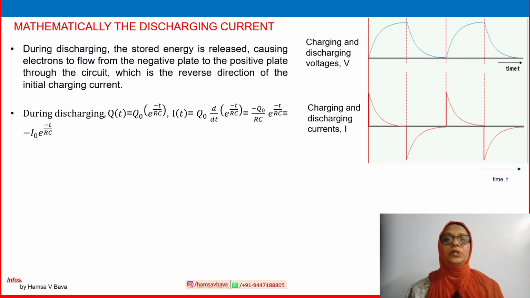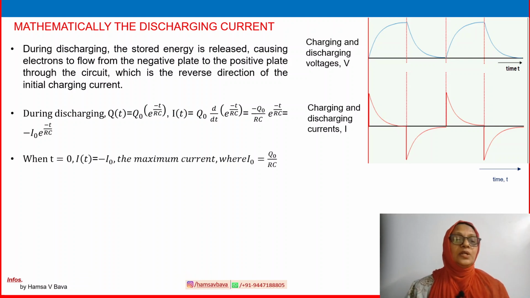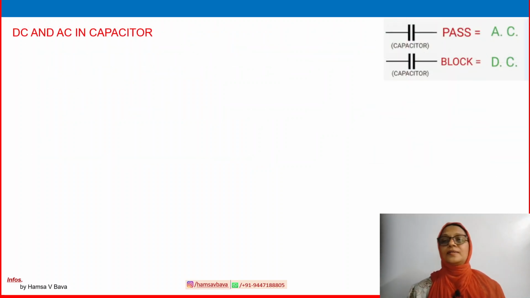And mathematically, as we have seen in the case of voltage, here the charge Q(t) equals Q0 times e raised to minus t by RC during discharging. Then the current, that is dq by dt, is minus I0 e raised to minus t by RC. When t equals 0, it equals minus I0, that is the maximum current in magnitude. The magnitude is the same, the direction is negative, opposite, where I0 equals Q0 by RC.